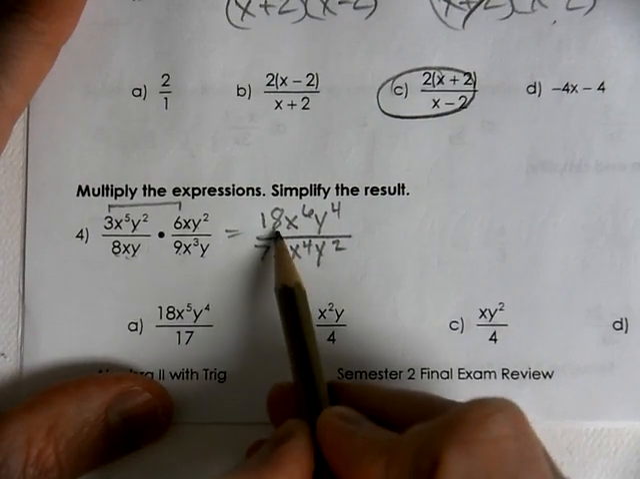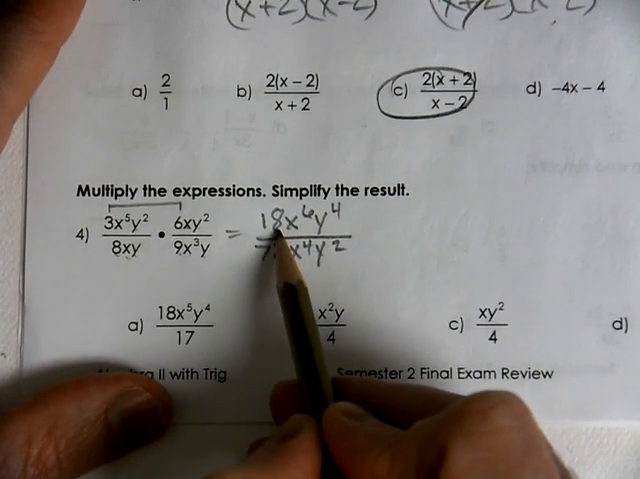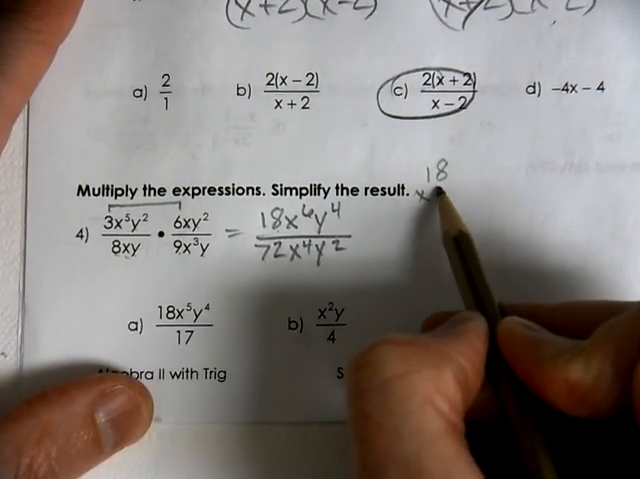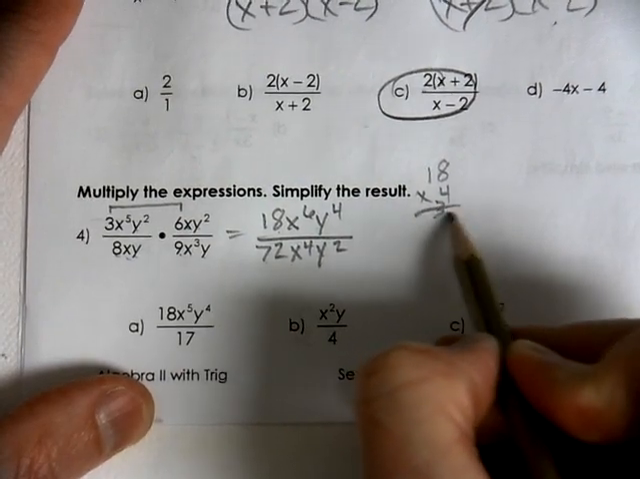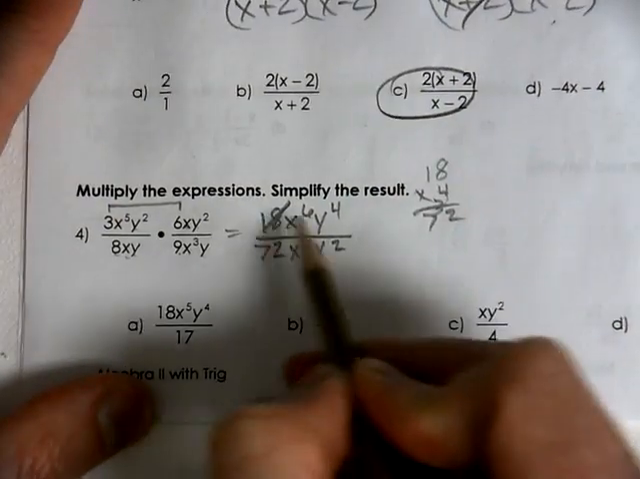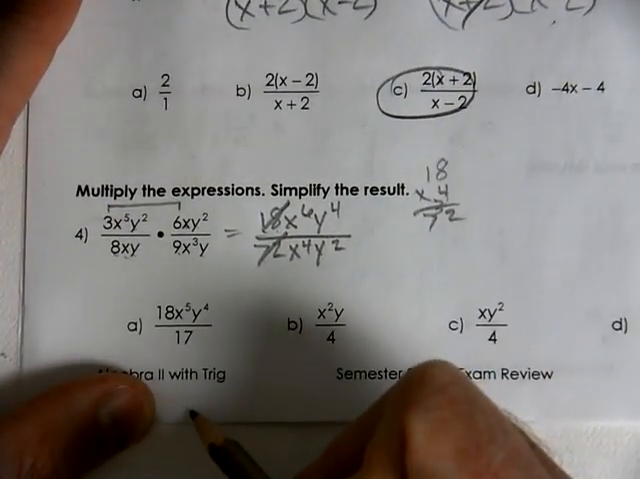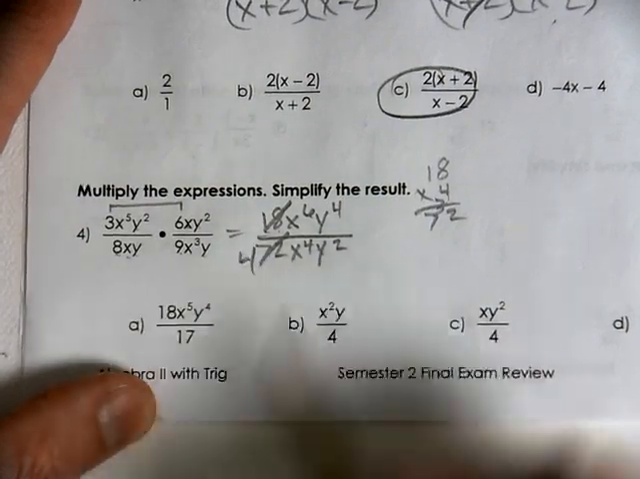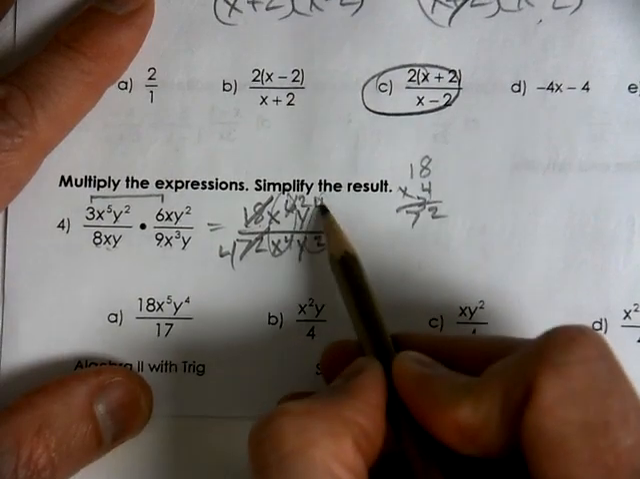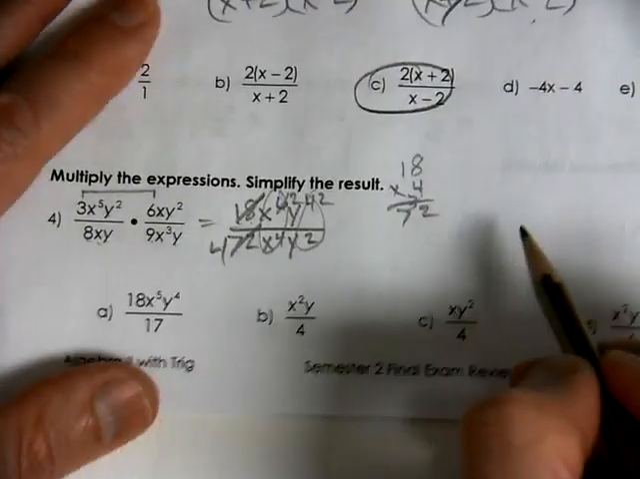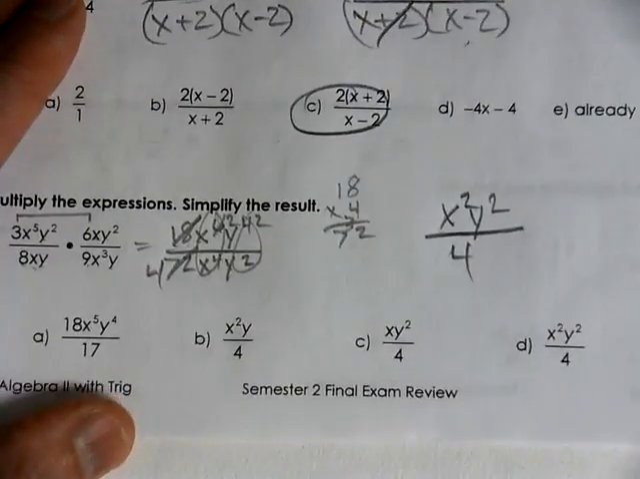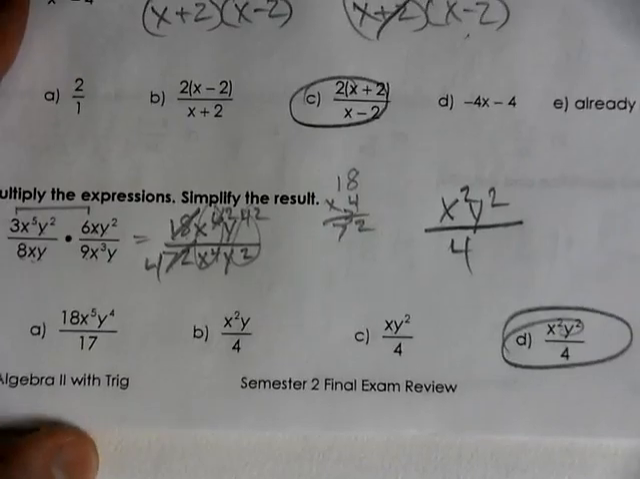So here we know that 18 times 4 is 72. So this is going to reduce with a 72 to become a 4. We'll reduce here to become a 2. We'll reduce here to become a 2. So our final answer is x squared y squared with a 4 in the denominator. Letter D.